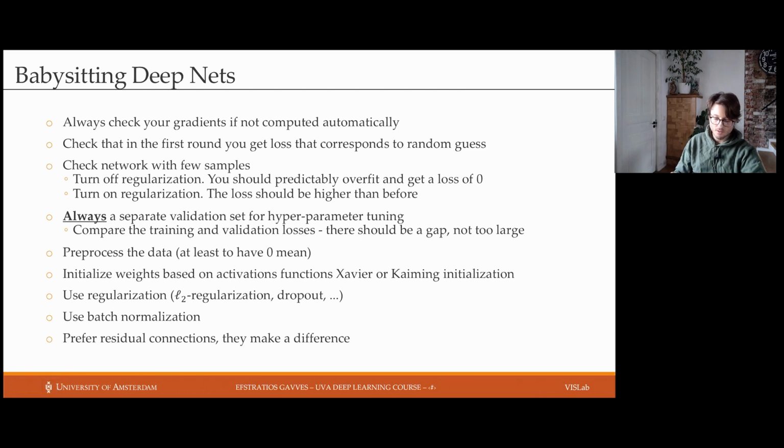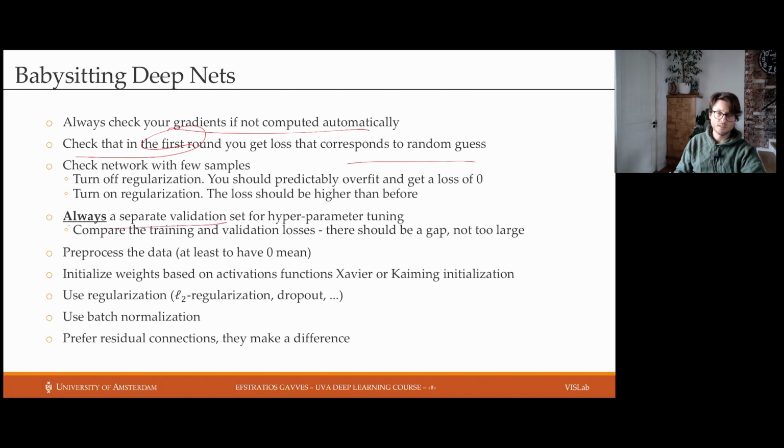Overall, when babysitting deep neural networks, some things to keep in mind is that you should always check your gradients if these are not computed automatically by your PyTorch or TensorFlow and whatever. In the first round, you should check that your predictions are random, that you get a loss that corresponds to random guesses. You should turn on and off your regularization. With the regularization, you should get a bit higher error because you're adding one extra, positive term.